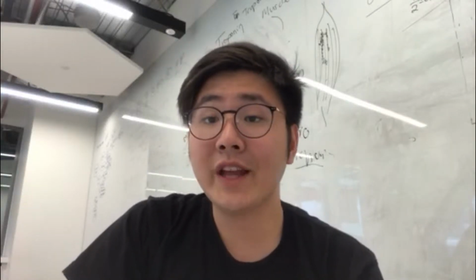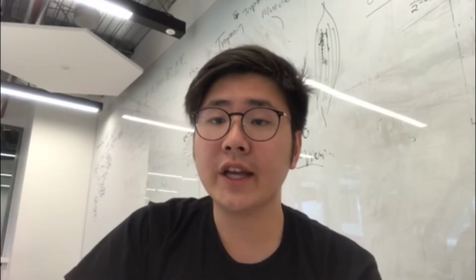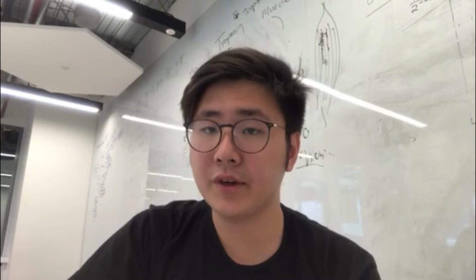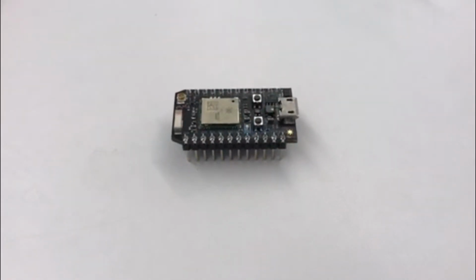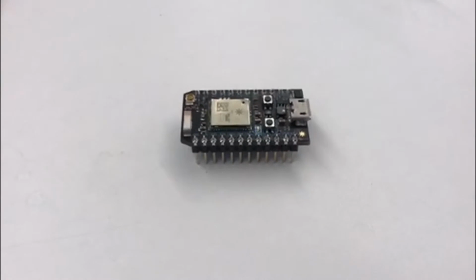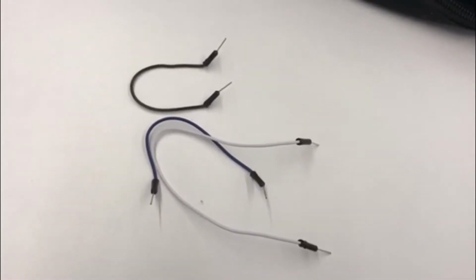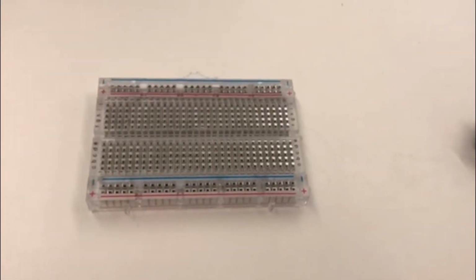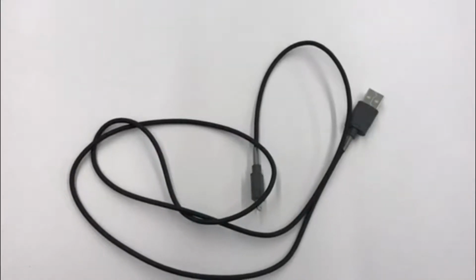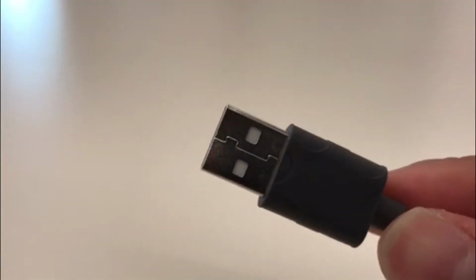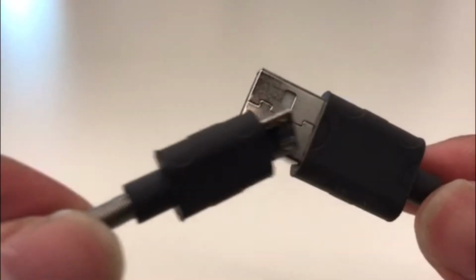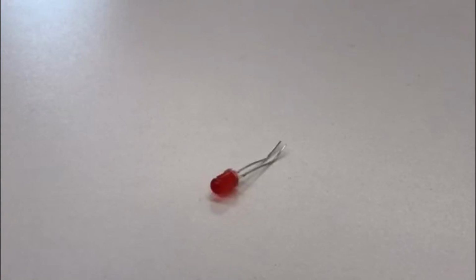Hello everyone, today I will be teaching you how to get an LED light to blink your name in Morse code. In this tutorial, you will be needing a particle photon, a resistor, 3 male-to-male cables, a breadboard, a USB cable. Make sure that it is a USB to a micro USB cable, one LED light, and a Wi-Fi.